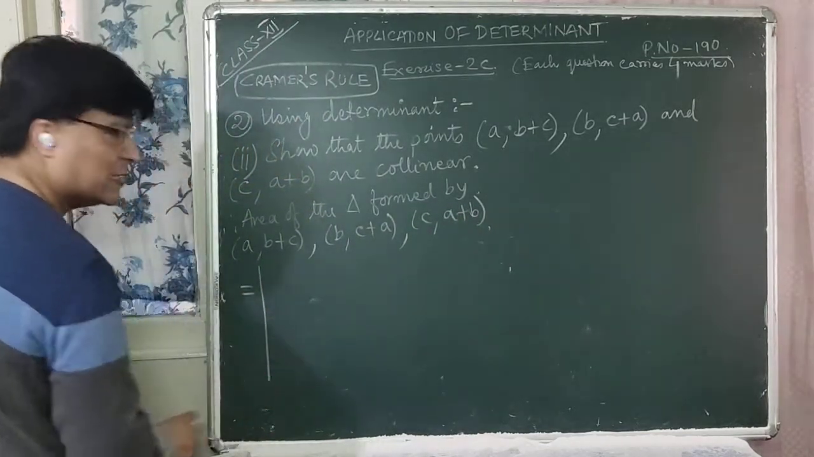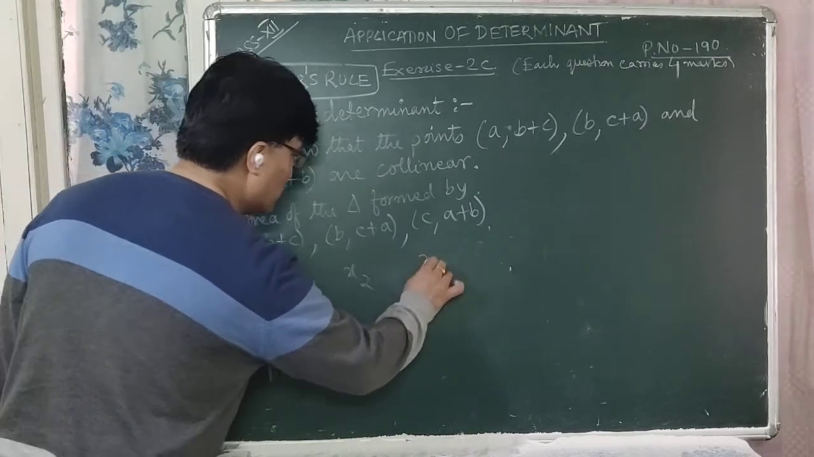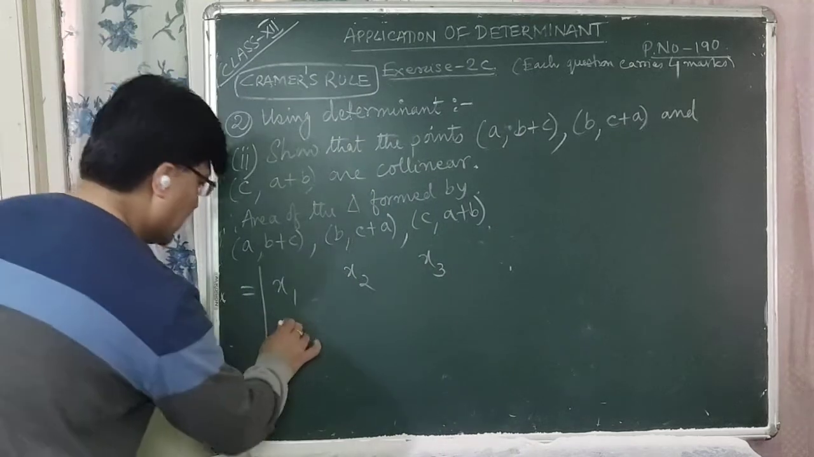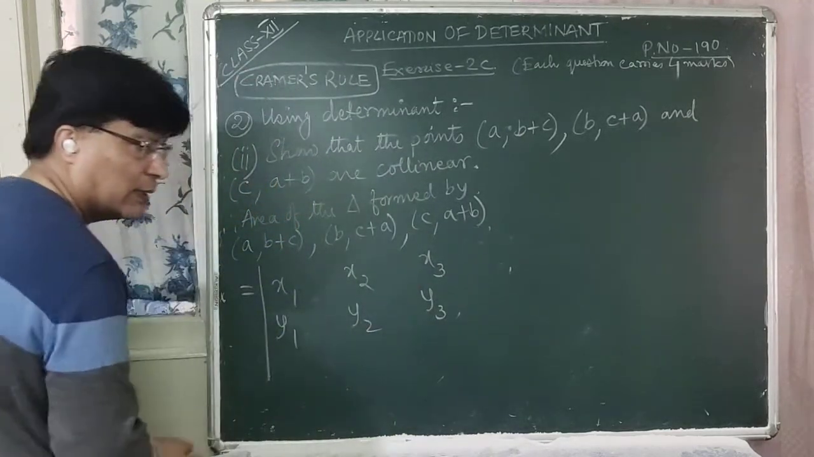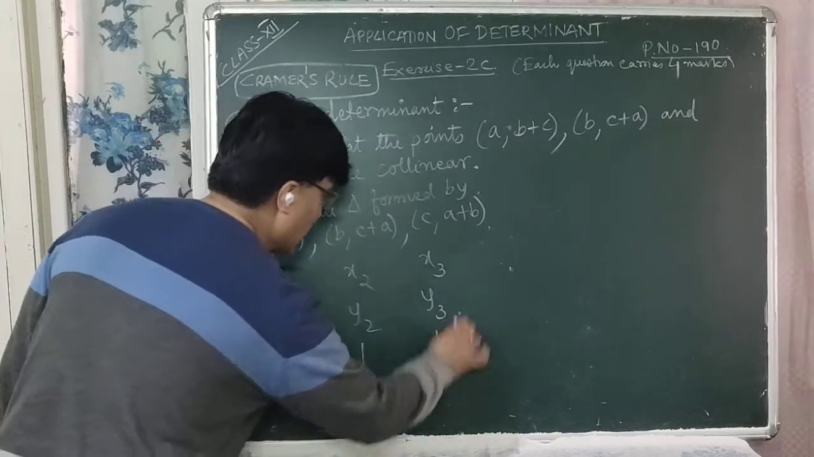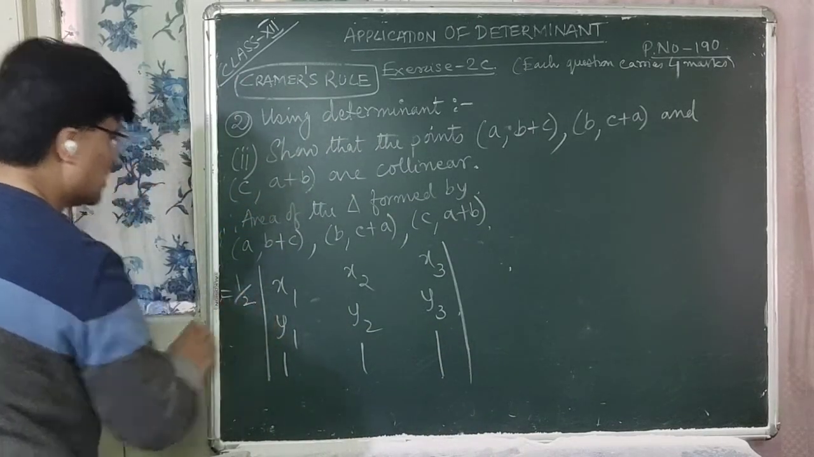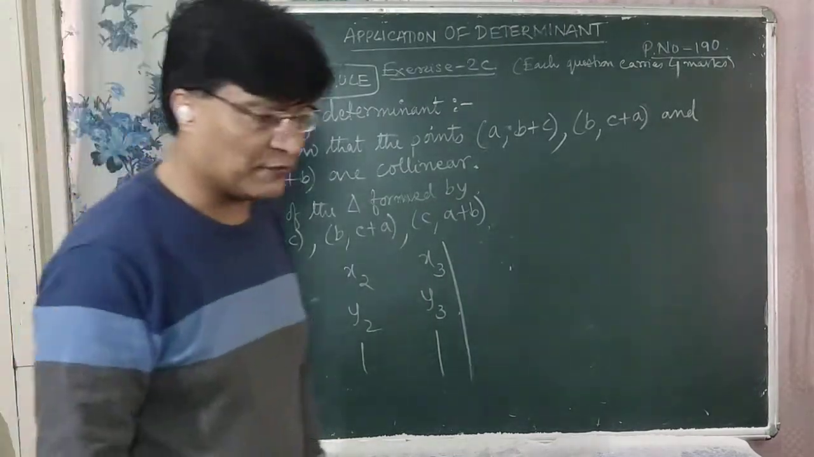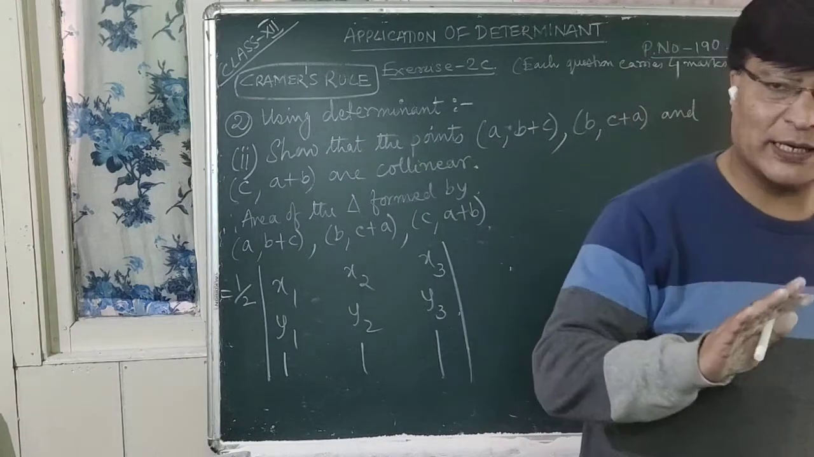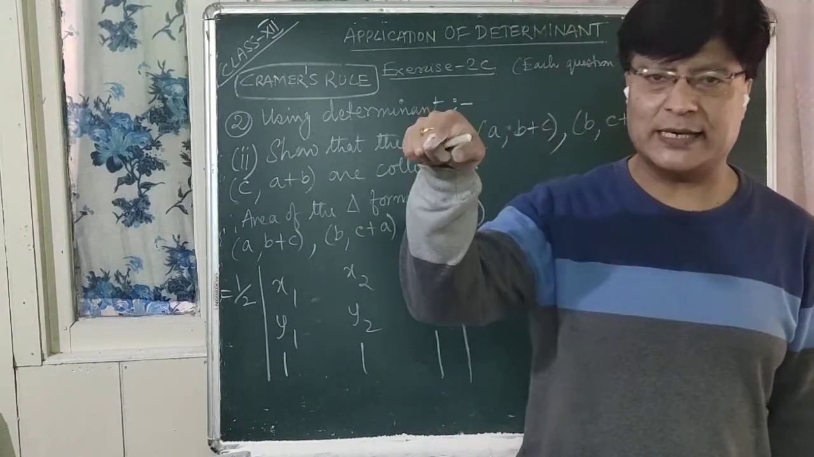What is the formula in this case? You know that it is x1, x2, x3. Then comes y1, y2, y3. Then what is the third row? It was 1, 1, 1. But you should write half here also, because in case of area of the triangle, outside the determinant you have to write down half. Okay? Because you know that area of the triangle from coordinate geometry is half within mod sign.